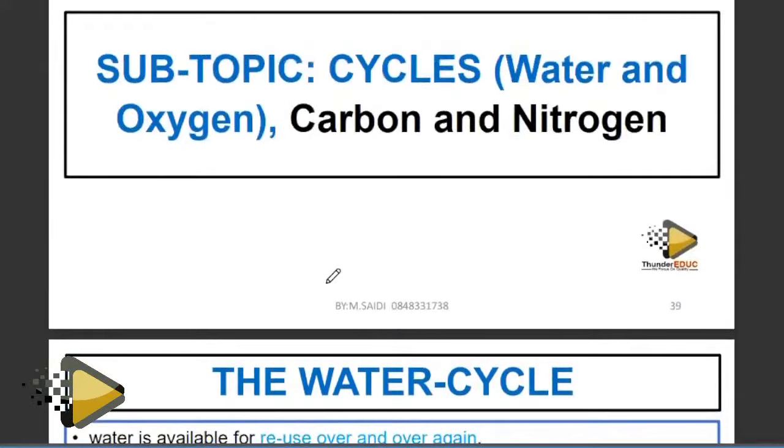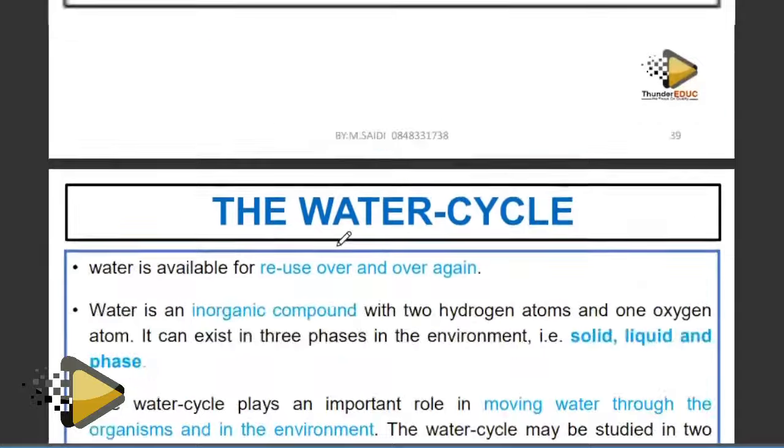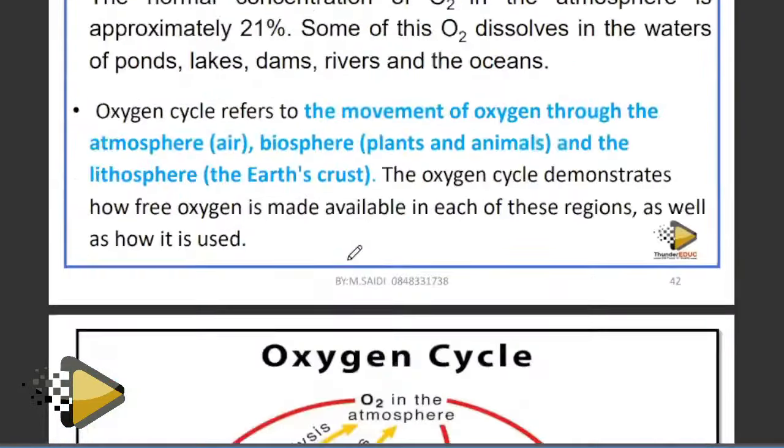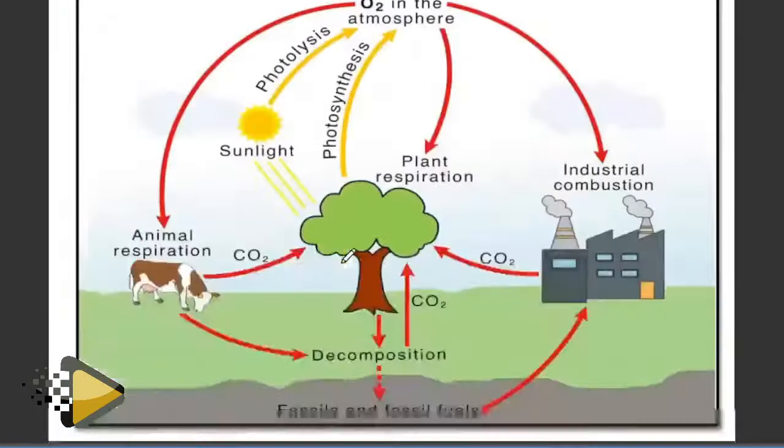Then let's go to the cycles. When you talk about cycles, we like two cycles. I'm not saying that others will not come, but I'm saying that we like the first one, which is the carbon cycle. You know why we like the carbon cycle?